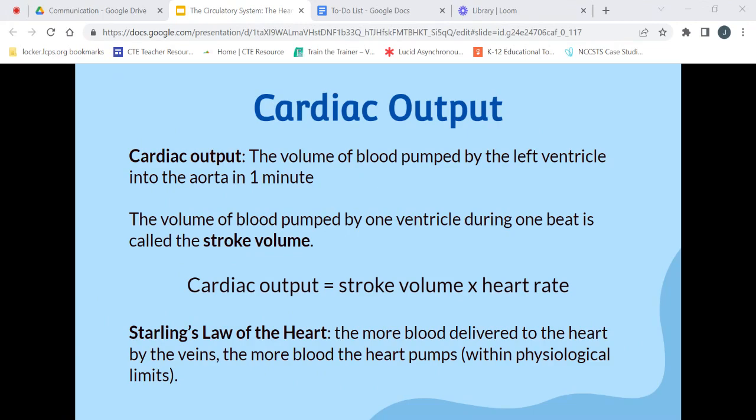Stroke volume depends mainly on venous return, which is the amount of blood delivered to the heart by the veins. Starling's law states that when extra amounts of blood fill the heart chambers, the cardiac muscle fibers are stretched to greater extent. This stretching causes the cardiac muscles to contract with greater force, and as a result, the heart pumps a larger volume of blood into the arteries. This increase in stroke volume increases cardiac output.